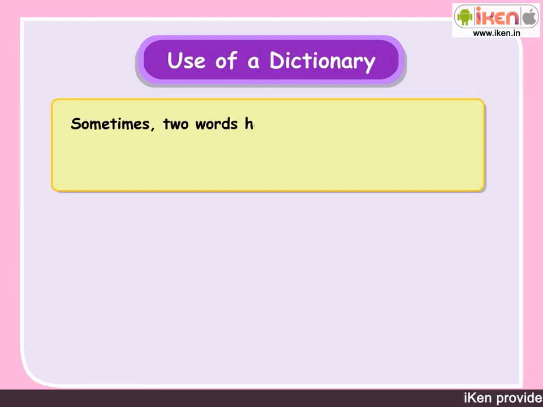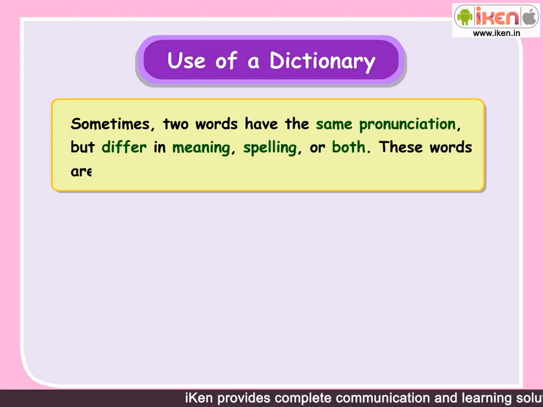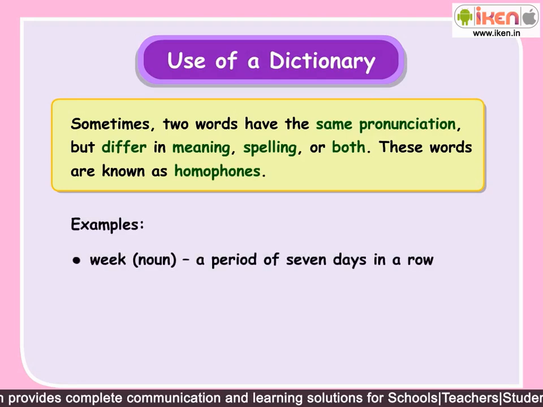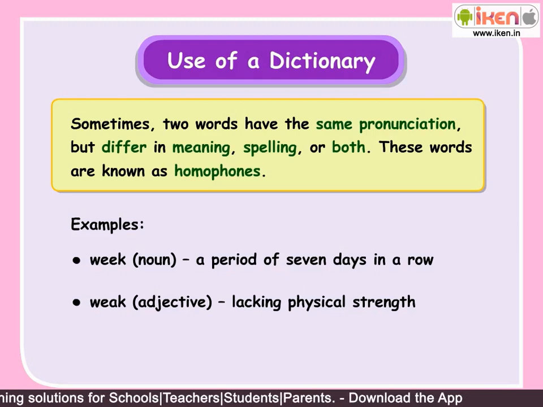Sometimes, two words have the same pronunciation but they differ in meaning, spelling, or both. These words are known as homophones. For example, the words weak and week are homophones since they have the same pronunciation but they differ in spelling and in meaning.